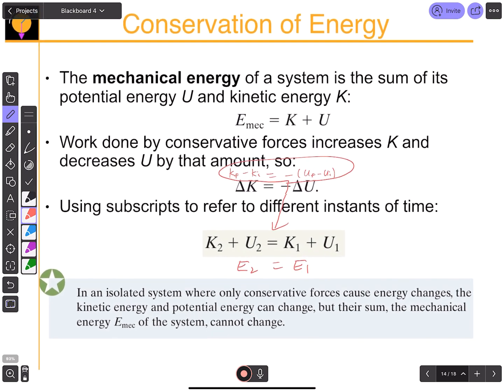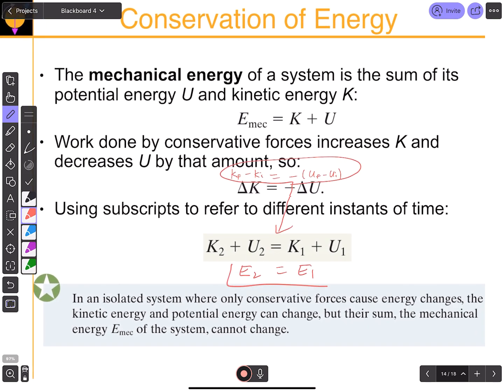So in other words, if there's only conservative forces, the total energy of the system stays constant at every point. Here it is formally: in an isolated system where only conservative forces cause energy changes, the kinetic energy and potential energy can change, but the mechanical energy of the system cannot change. So as long as there's no friction, as long as it's just gravity and some of the other forces we'll see, the total energy of the system stays constant.